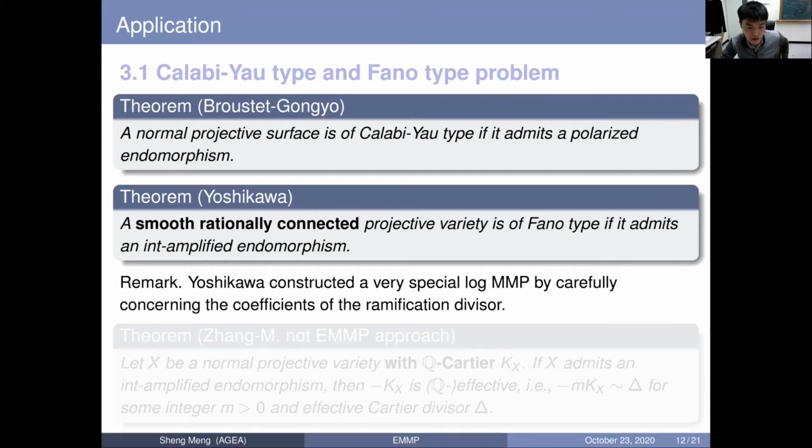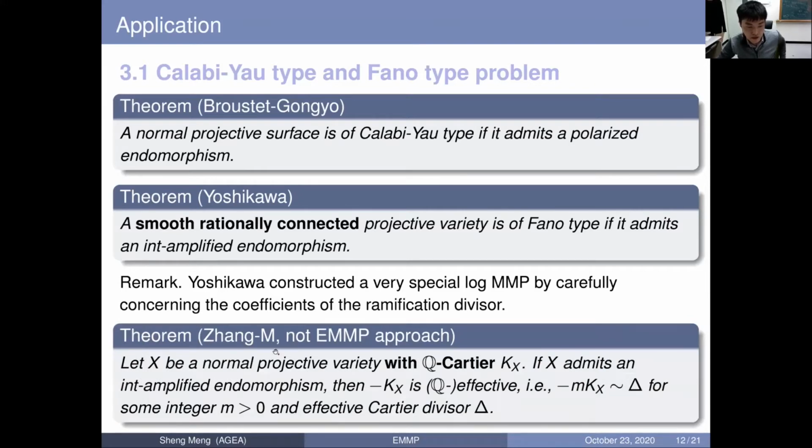John and I also have another approach, but not the EMMP approach. We show that if X is a normal projective variety, here also without any singularity assumption, but we need the so-called Q-Gorenstein assumption, Q-Cartier K_X. If X admits an int-amplified endomorphism, we show that minus K_X is Q-effective, meaning that some multiple of minus K_X is linearly equivalent to some effective Cartier divisor Delta.